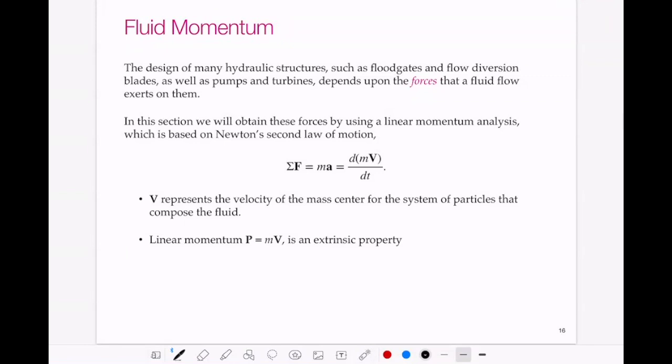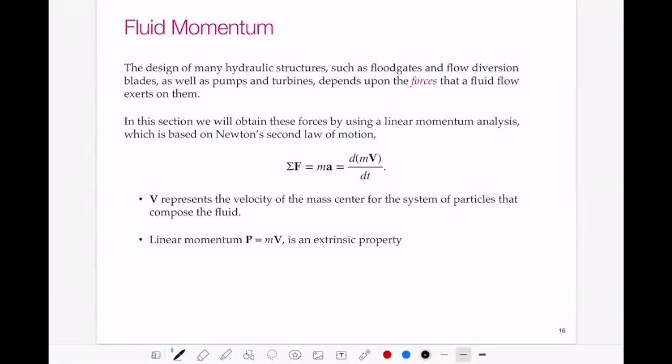Let's move on now from conservation of mass to conservation of momentum. Where are we now? Fluid momentum is very important, probably more relevant in a lot of cases than hydrostatics, because a lot of times fluid is not perfectly still, it is in some kind of motion.